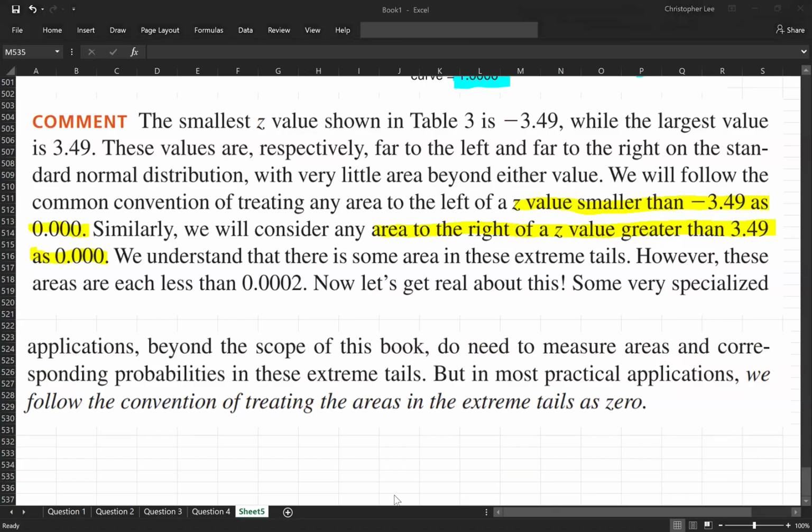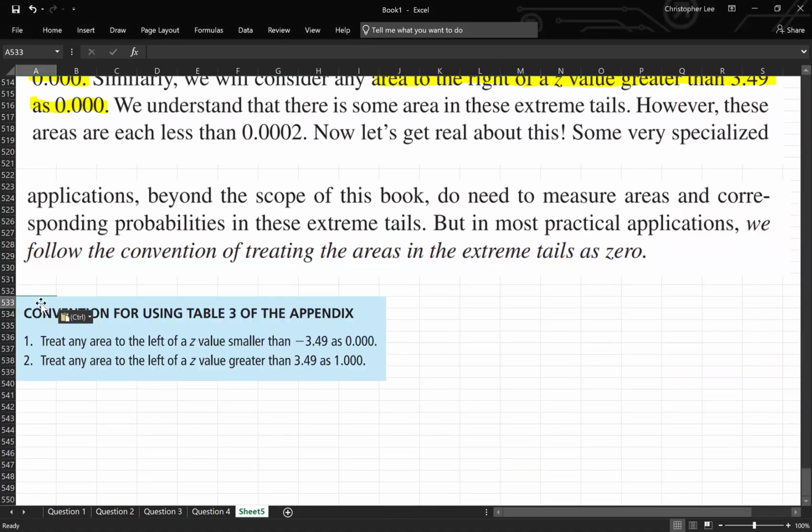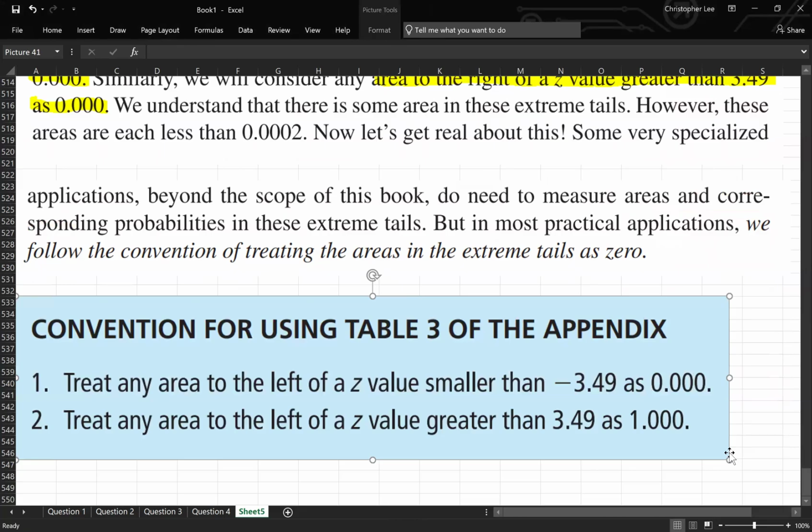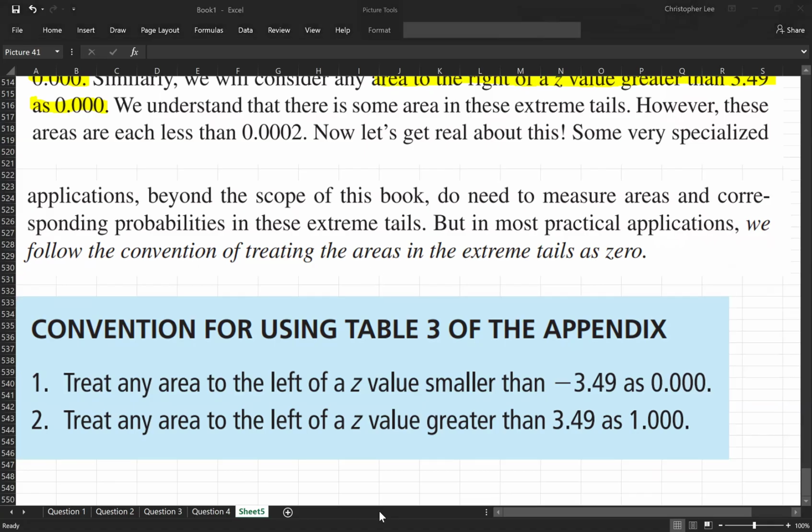All right. Just to sum up what I'm saying: treat any area to the left of a z-value smaller than negative 3.49 as zero, and treat any area to the left of a z-value greater than positive 3.49 as one. This special note is actually on the formula sheet. It's written very, very small at the bottom of each side, so you can see that there. I don't believe that you will run into this issue on the final, but in case, you guys know now.